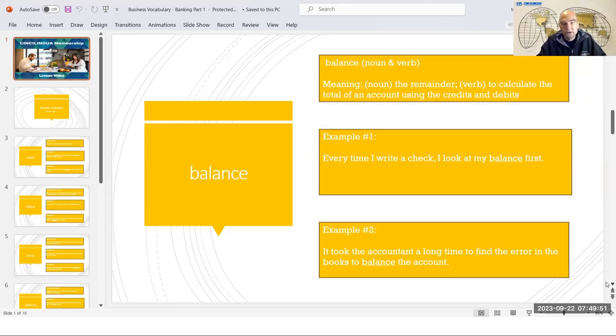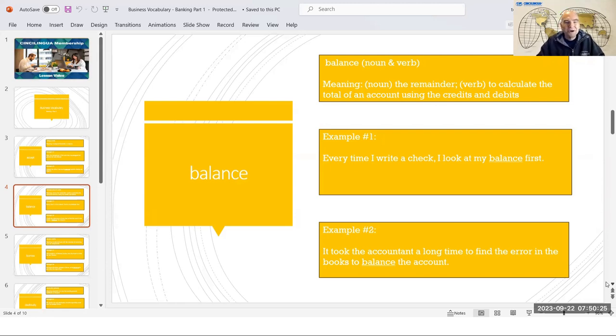And we will look at our first example here. In this example, it's being used as a noun. It says, every time I write a check, I look at my balance first. I look at the remainder. I look at what I have in my checking account. What do I have remaining in my checking account? That's important to know, right?